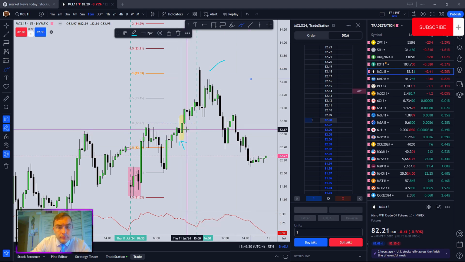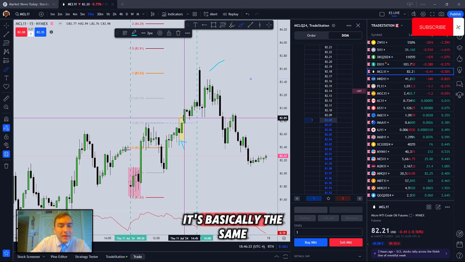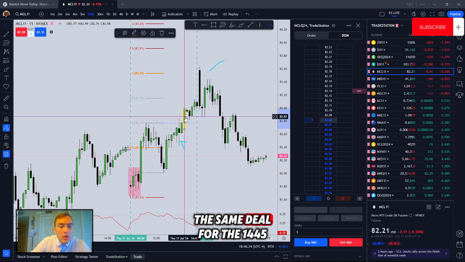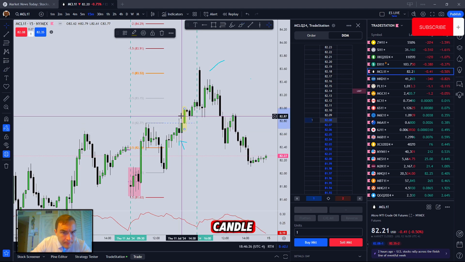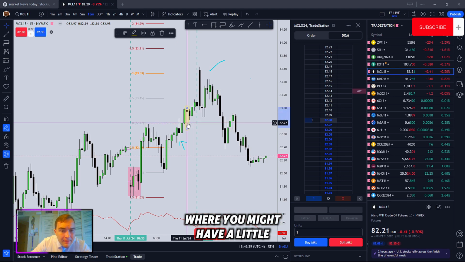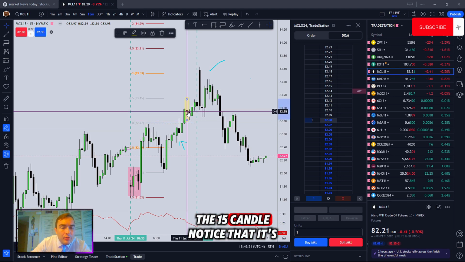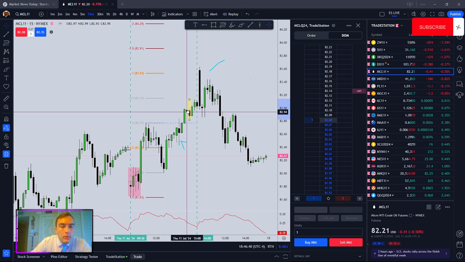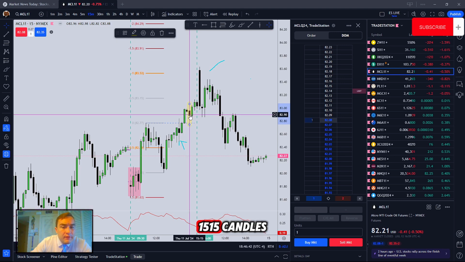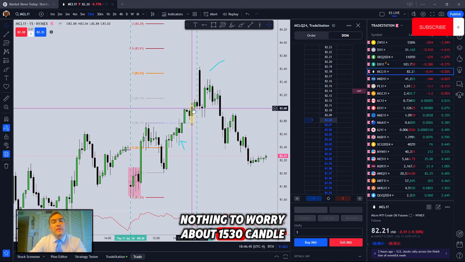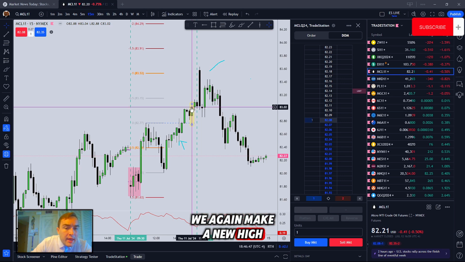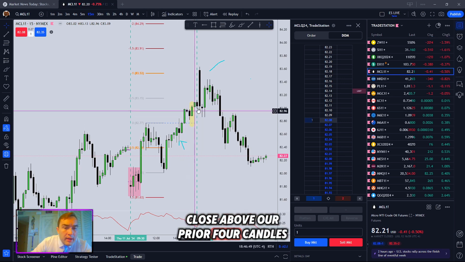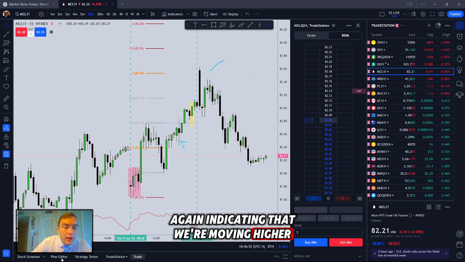So, going to move on here, guys. It's basically the same deal for the 1445 candle. Where you might have a little bit of hesitation, the 1500 candle, notice that it's a small black candle, which indicates sort of a slowing in momentum, a constriction in volatility. I would say, though, that the 1515 candle is nothing to worry about. 1530 candle, we again make a new high, close above our prior 4 candles, again indicating that we're moving higher.